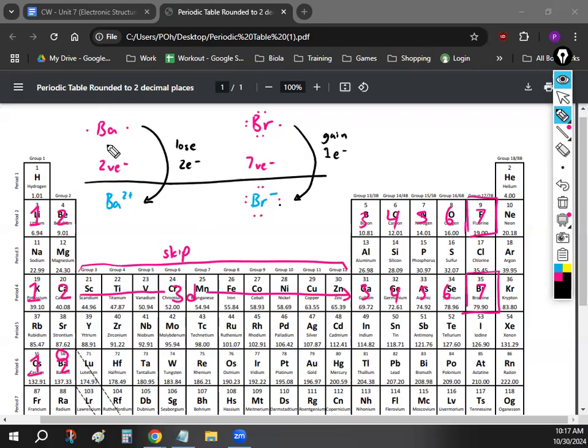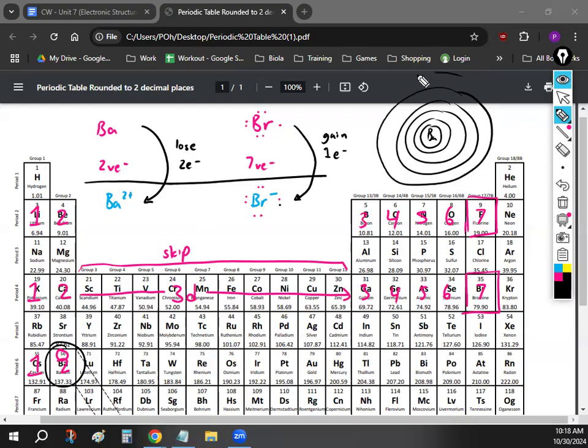So let's just think about this. Ba has 2 valence electrons, right? If it loses 2 electrons, it's going to lose the 2 valence electrons. And now it looks like there are no valence electrons, right? However, if you think about the shell model, Ba had 6 shells, so 1, 2, 3, 4, 5, and 6. And the 2 valence electrons were in that outer shell. So if Ba lost those 2 electrons, this outer shell now is completely empty, and so that shell does not exist.